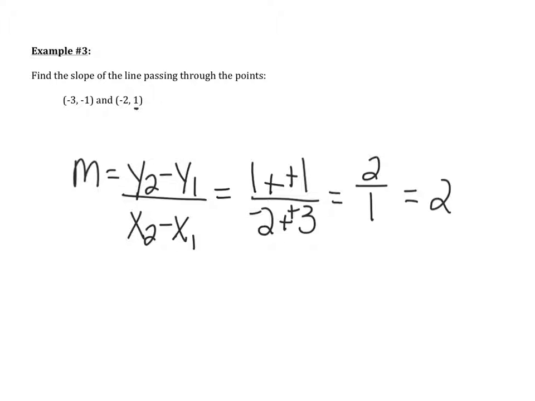It didn't matter that I started with this point first, where I started with the 1 in the numerator and the -2 in the denominator. And I'll show you why. If I started the other way around and I'd used this -1 first and then used the -3 first in the denominator, I would have still gotten the same answer.